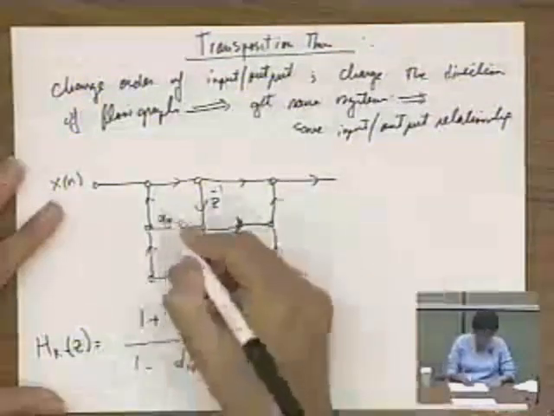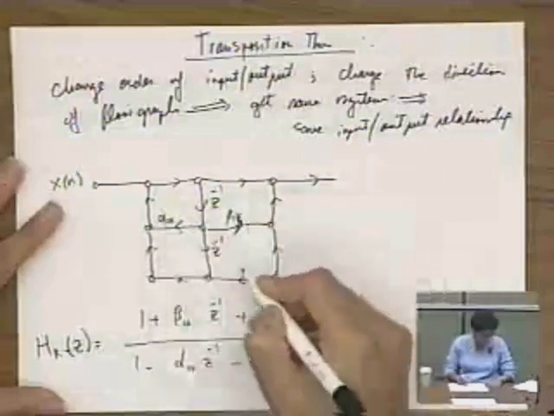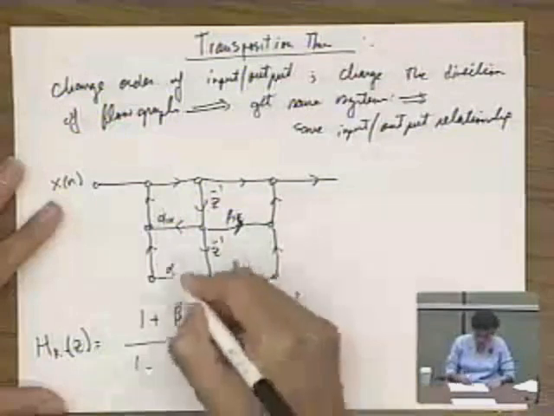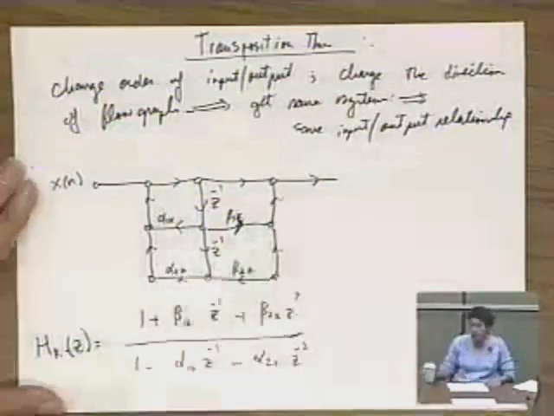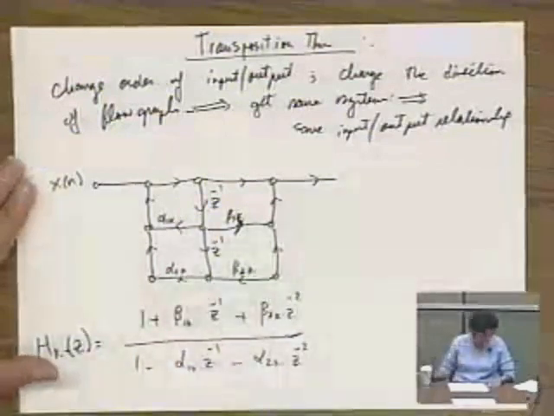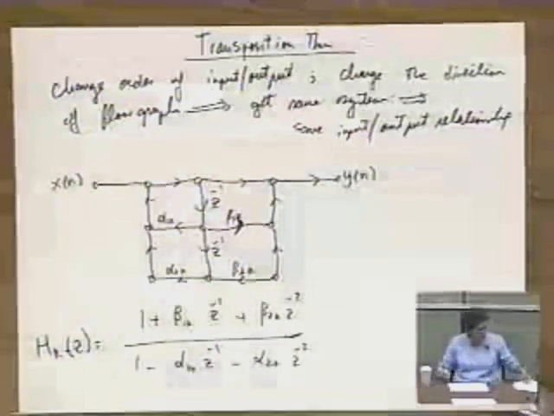And the coefficients then were alpha 1k here, beta 1k here, beta 2k here, and alpha 2k here. Okay. And out comes y of n. Okay.